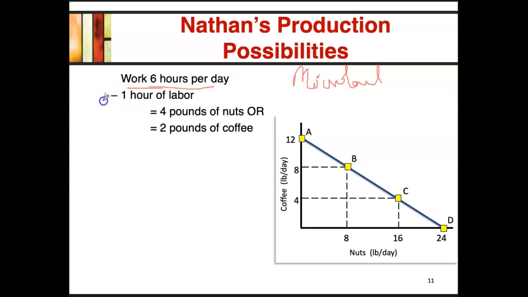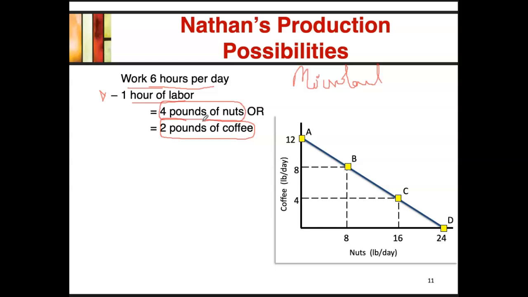So he also has 1 hour of labor. In 1 hour, using his labor, he can produce 4 pounds of nuts, which is different from Claire, or he can produce 2 pounds of coffee. So we can actually construct Nathan's production possibilities curve as well.